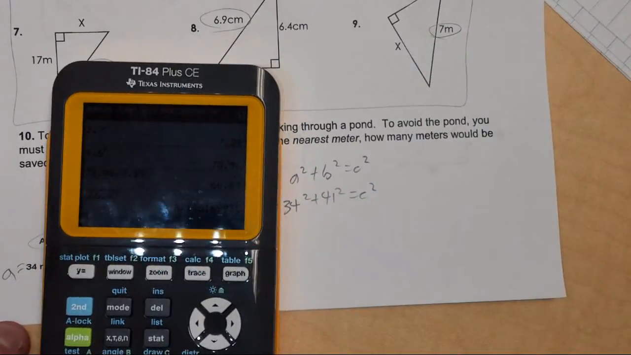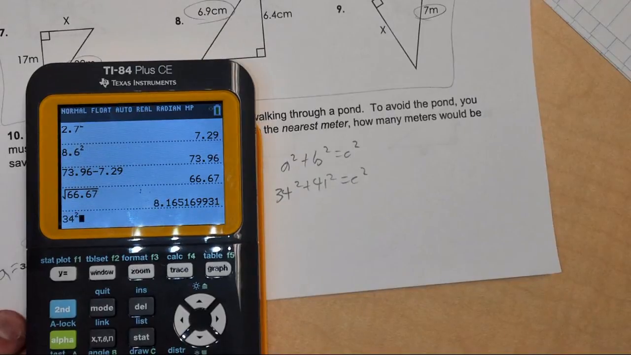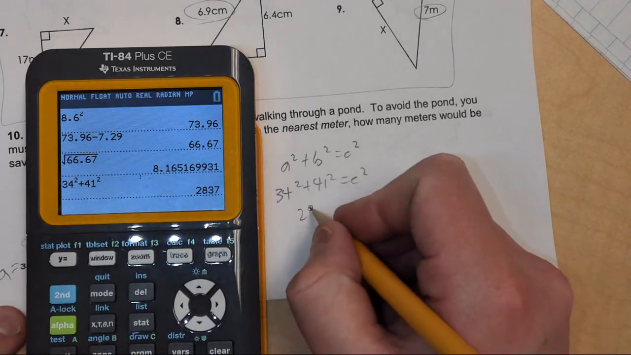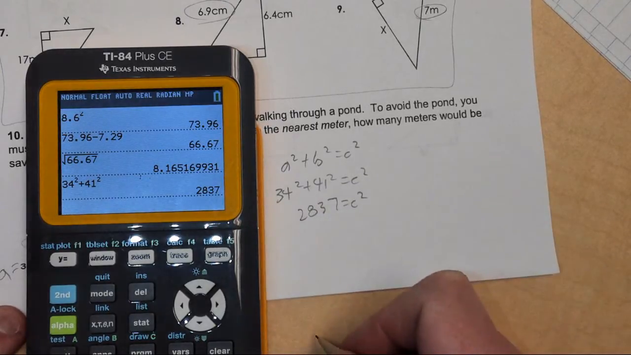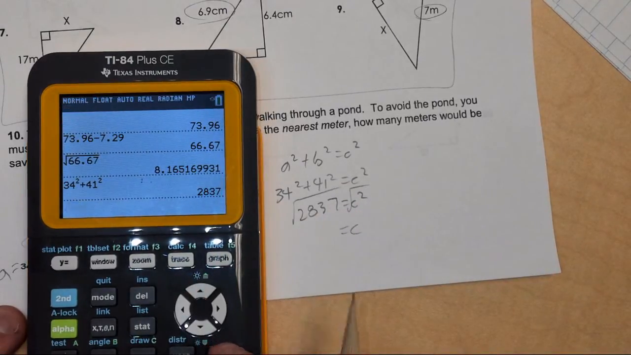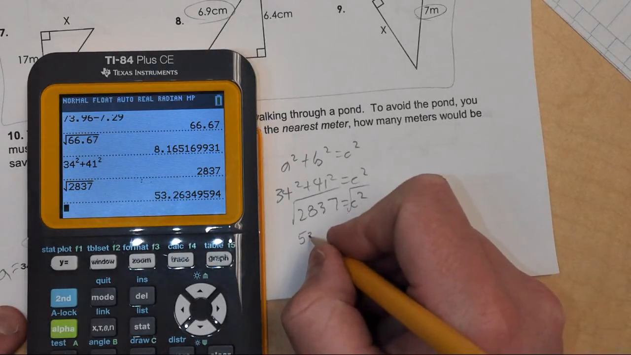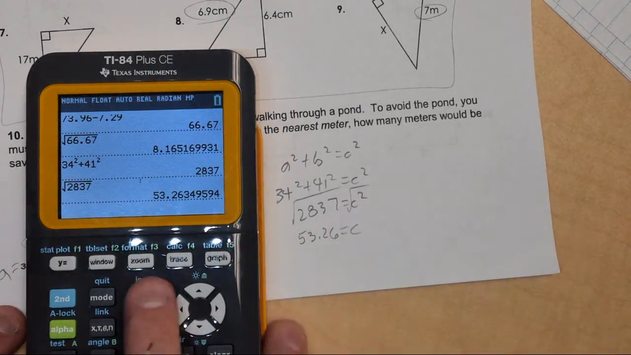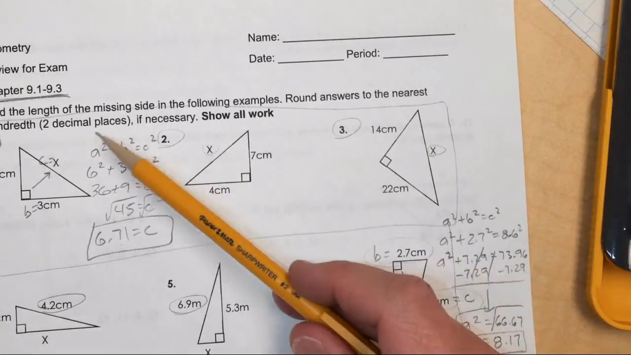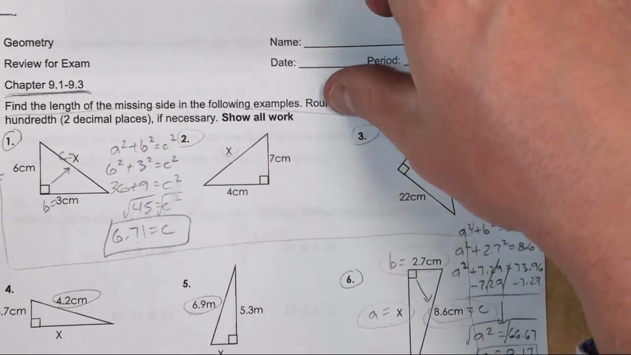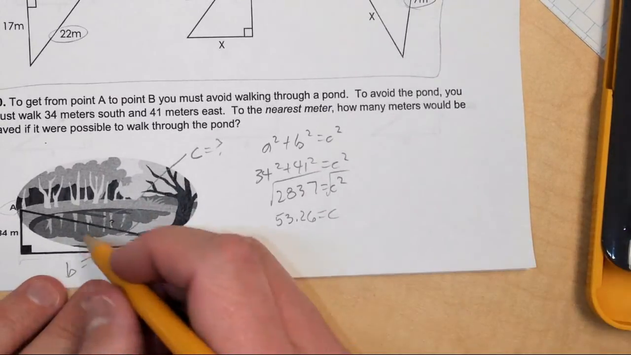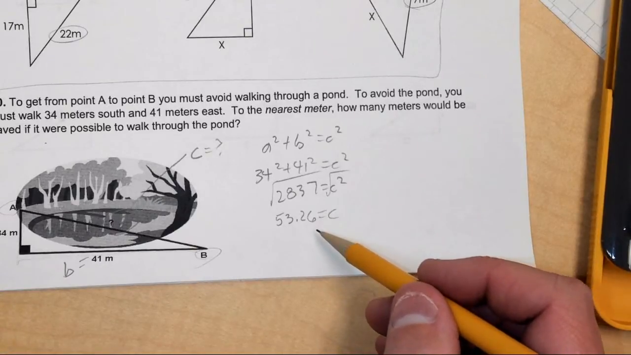I'm going to do a little trick here. I'm just going to plug 34 squared plus 41 squared in my calculator. And that gets me 2,837 equals C squared. Now I'm going to square root this to get my C value. And I get my C value to be 53.26 meters. Again, this is saying round to the hundredths place. So I'm going to do the same thing on number 10. So the distance from A to B is roughly 53.26 meters.